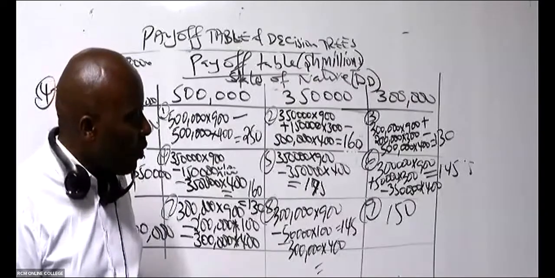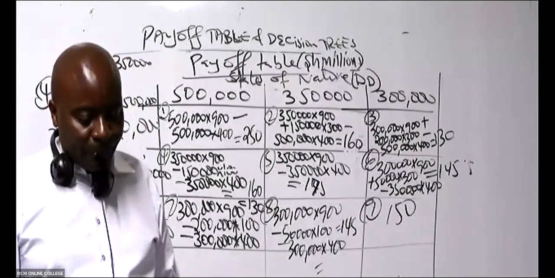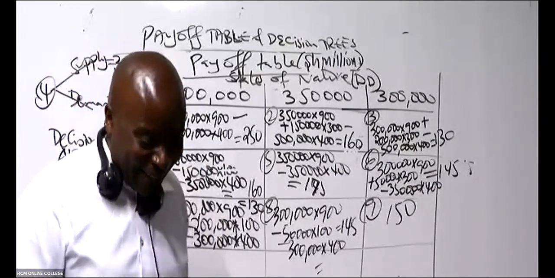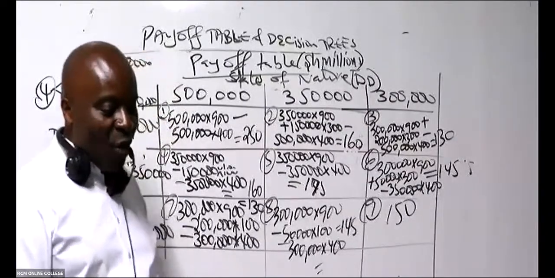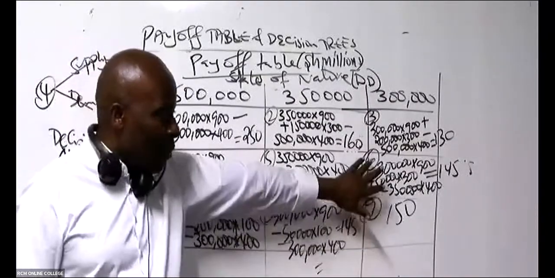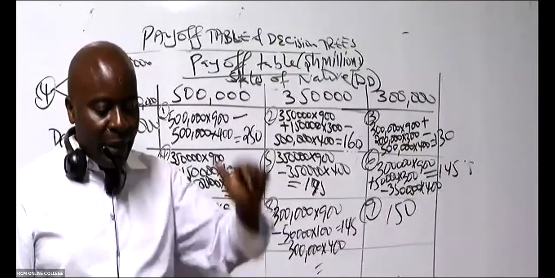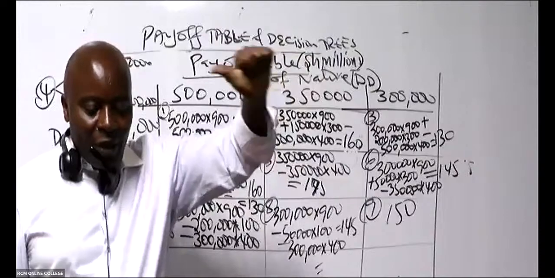Number 6 they say is 165. Okay, first let's settle on number 9 before we go back to number 6. Let's settle on number 9 first. Is number 9, 150, correct? Everybody?